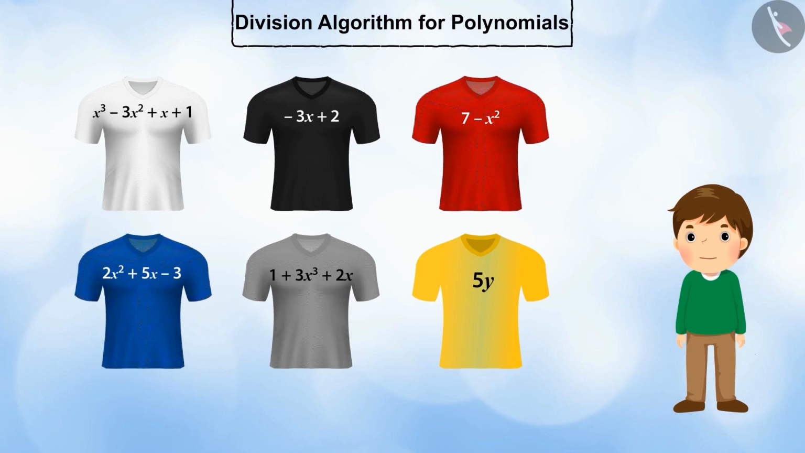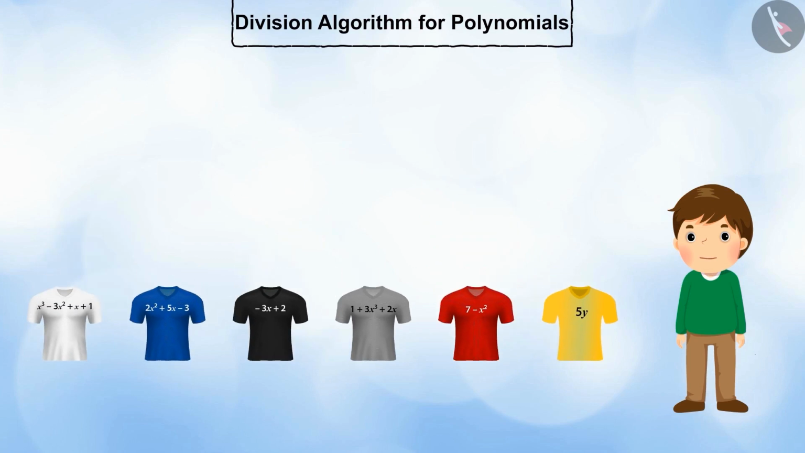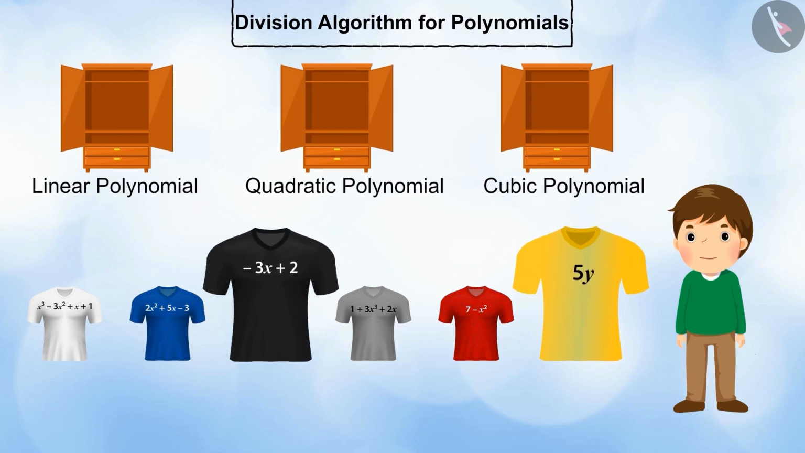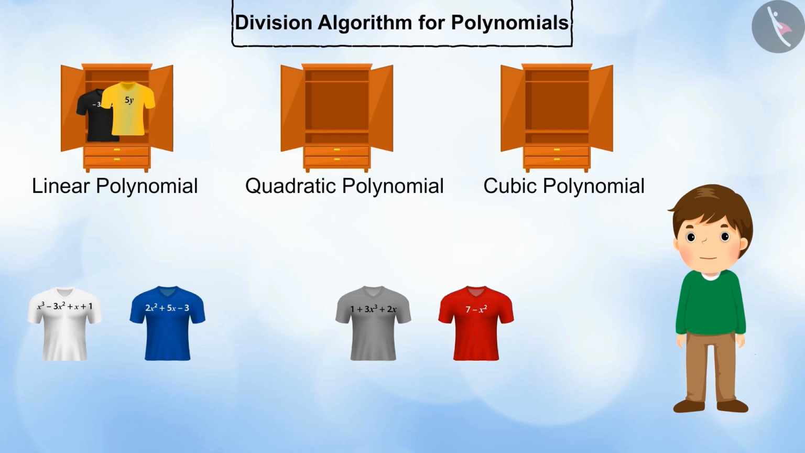Shyam has some t-shirts. There is a polynomial written on every t-shirt. Shyam wants to keep these t-shirts in the right wardrobe on the basis of the polynomials written on them. Can you help Shyam perform this task? You can see that the highest power of these polynomials is 1. So, these t-shirts will go into the linear polynomial wardrobe.